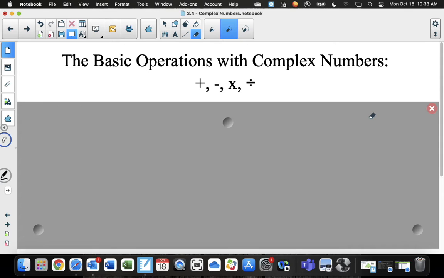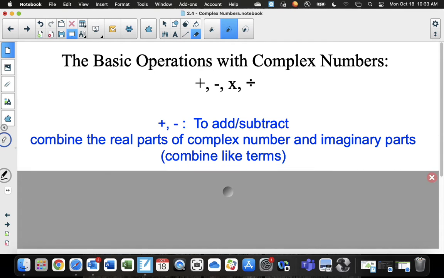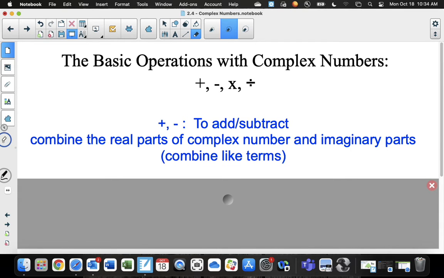And we're going to put adding and subtracting together. I did not even give you an example because it's so straightforward, hopefully. In order to add or subtract, you're just combining like terms. That's all you're doing. Take the real parts and add them together. Take the imaginary parts, just like you would, since i is just a variable. So add i's with i's. Add real numbers with real numbers.